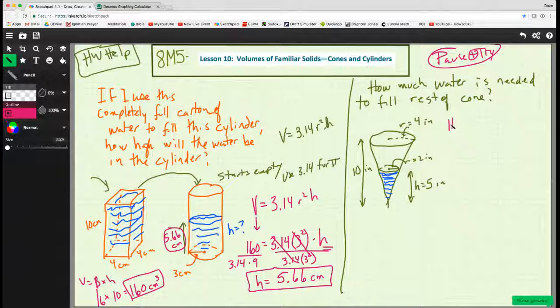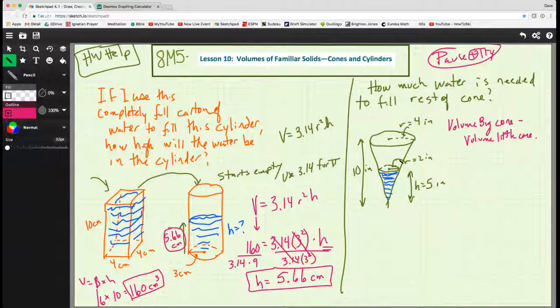So we'll take the volume of the big cone, and we'll subtract the volume of the little cone. Right? So our big cone is this whole thing here, and that's how much will be in the whole cone. But then if we take this bit here and we subtract off this portion, then we'll know what's in here. And that's the question, is how much water is left to fill this thing?